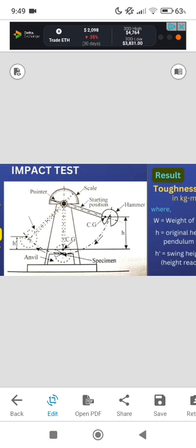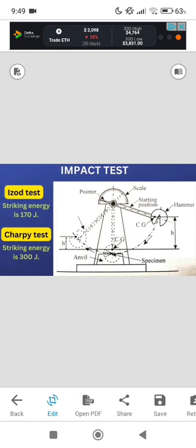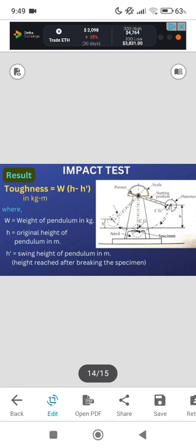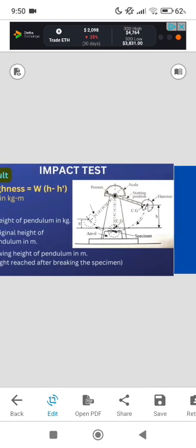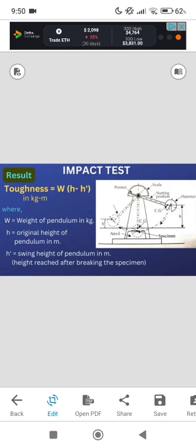This is the formula of the impact test. Toughness is equal to W times (H minus H dash) in kilogram-meter, where W is the weight of the pendulum in kilograms, H is the original height of the pendulum in meters, and H dash is the swing height of the pendulum, which means the height reached after breaking the specimen. It is given in meters. This is the formula for calculating the toughness of the material.